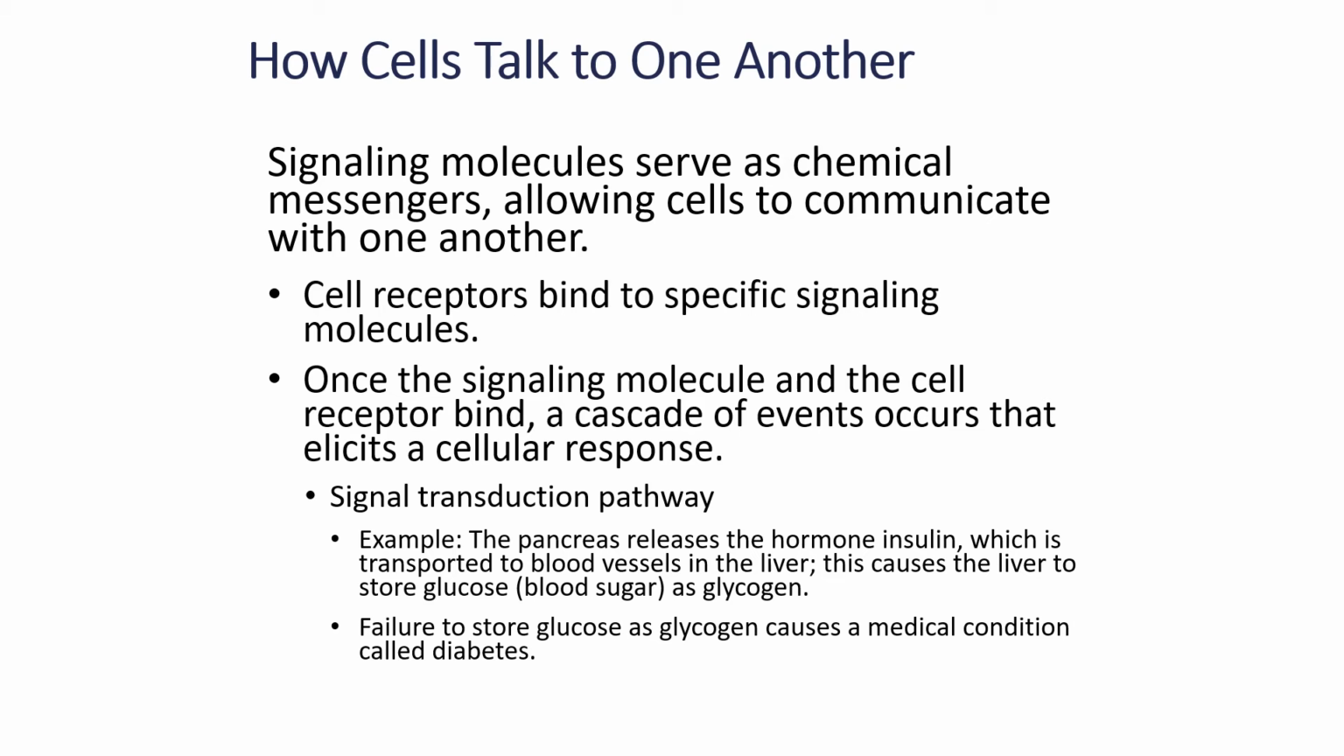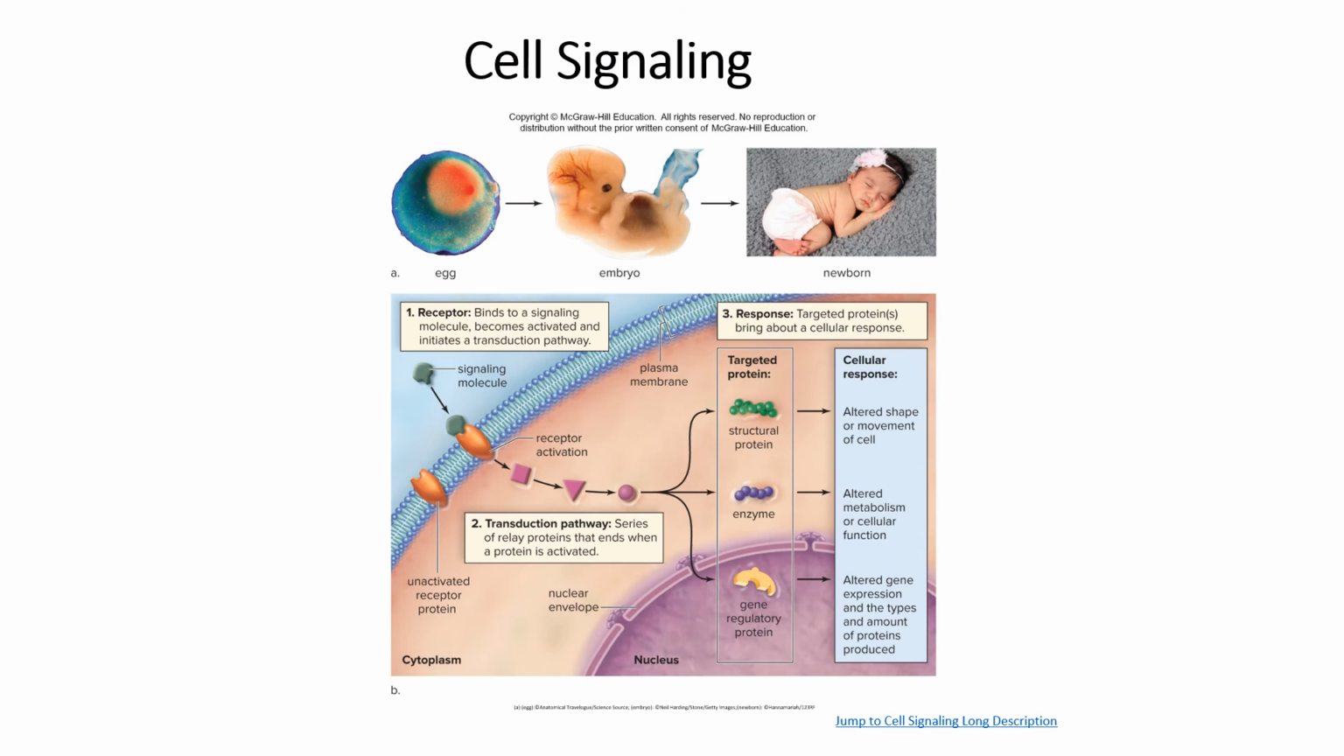Alright, so let's look at cell signaling a little bit more. Cells have to talk to each other. That's how your nervous system controls most of your body. And it's how development happens. It's how we go from an egg to a person. And it's very important for homeostasis.